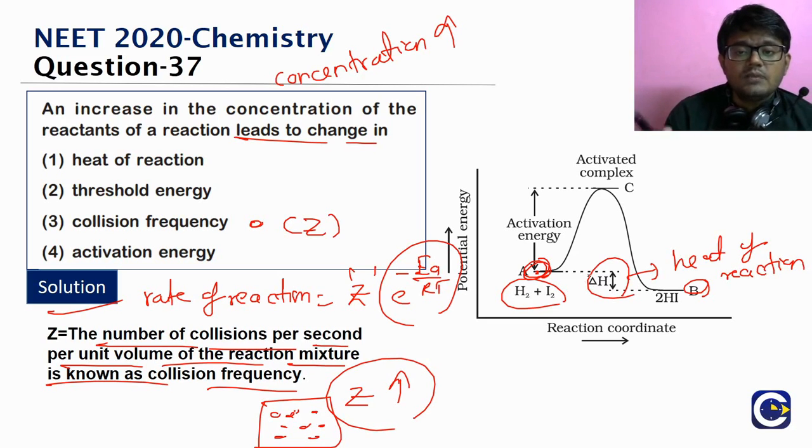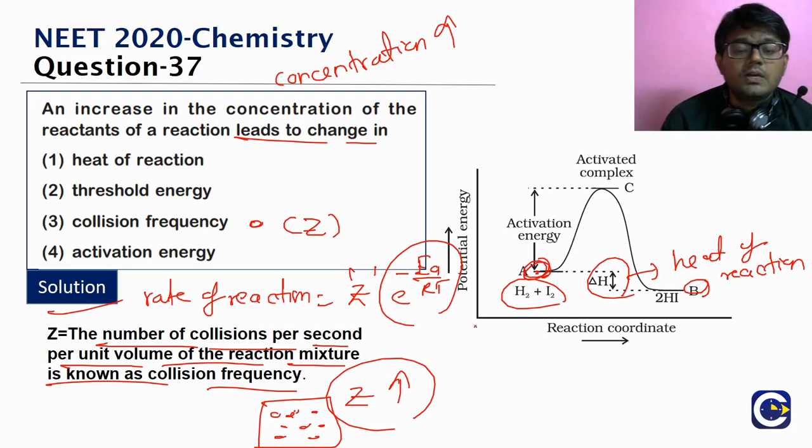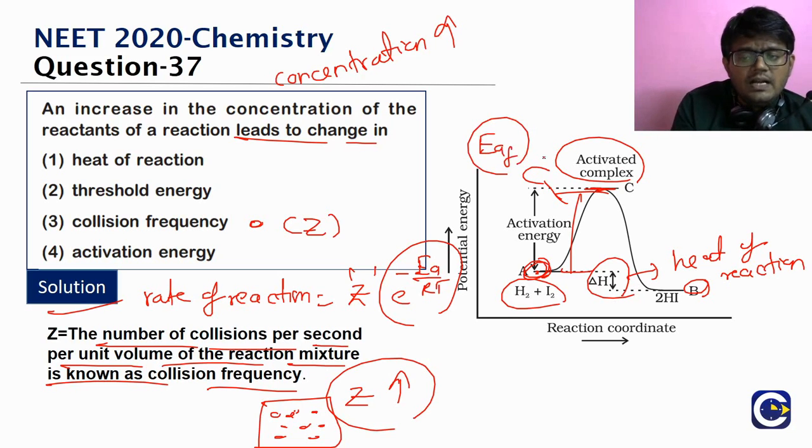In terms of the molecular energy level, the energy difference between the reactants and the products is what we call the heat of the reaction. What is activation energy? It is the energy difference between the activated complex energy level and the reactants. Here we can talk about the activation energy for the forward reaction and for the backward reaction, but generally activation energy refers to the forward reaction. So this also is not going to be affected by the concentration. Heat of reaction is not affected, activation energy is also not affected.